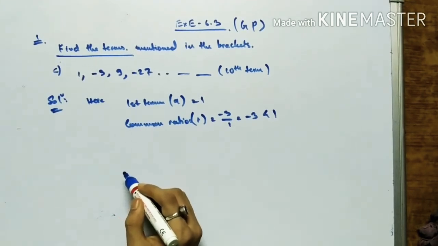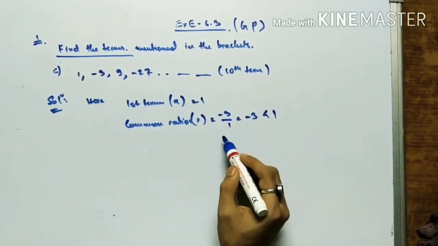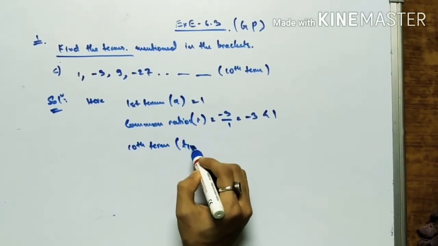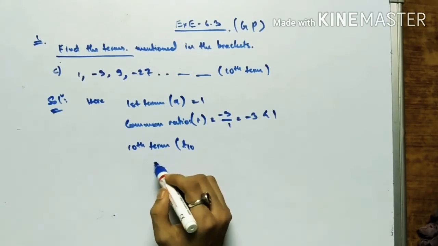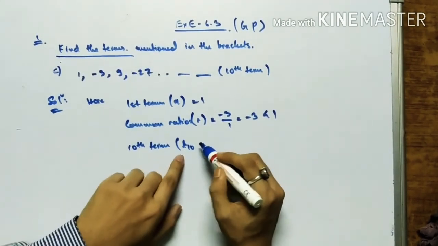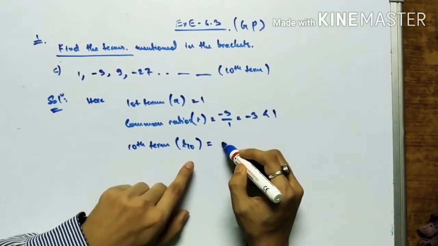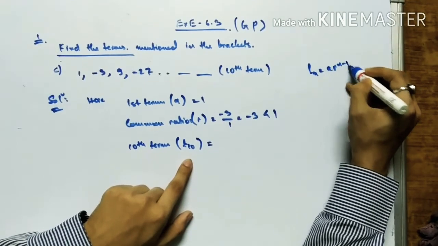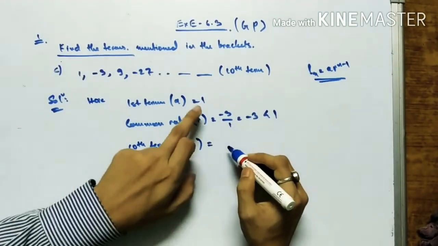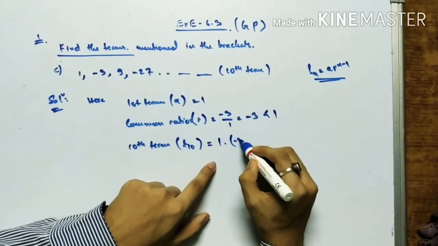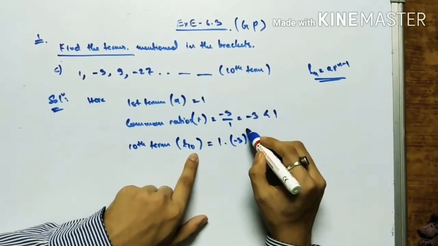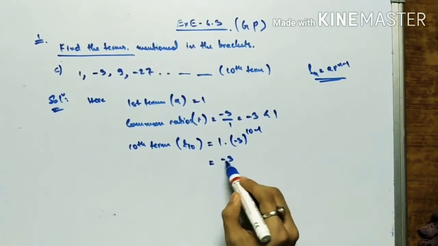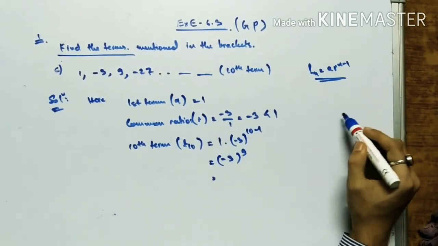Next I will find the 10th term, which is T10. T10 is equal to, what is the formula? In geometric progression, the Tn formula is A R to the power n minus 1. So here A is 1 into minus 3 to the power 10 minus 1, n is 10 here. So this will be minus 3 to the power 9.